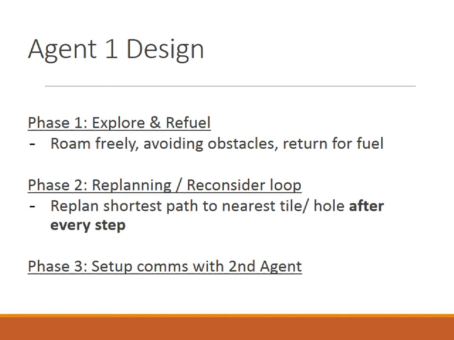In phase 1, it prioritizes exploring and refueling, so it roams freely around, avoiding all the obstacles and going back to refuel. Phase 2 is replanning of the action it wants to take. First it replans the shortest path to the nearest tiles and holes to decide whether it should take a tile or fill up a hole. And lastly, it sets up communication with the second agent.